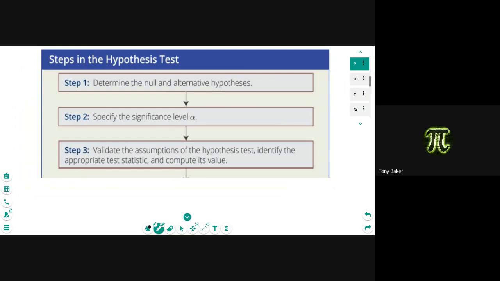And for those of you who like flowcharts, here's a nice little flowchart for you. Determine the null and alternate hypothesis. That's what we just did. The next thing we're going to do is specify a significance level. Now, when we did the confidence intervals last class for chapter 10, we looked at 80%, 90%, 95%, or 99%. Your significance levels are actually going to be listed as the opposite of those. So 80% would be 0.2, 90% 0.1, 95% 0.05, and 99% 0.01. So it's listed as basically the complete opposite of what the confidence interval is listed as.